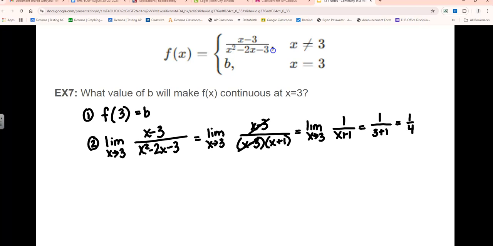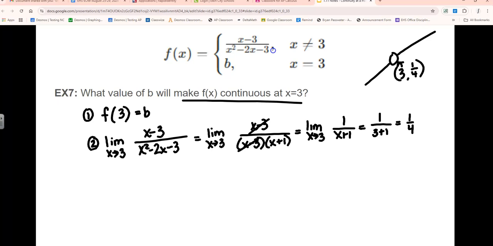So what's happening here is I've got a hole, right? And that y value of the hole is 1/4 whenever I find this limit. So on my graph, whatever it looks like, right here, there's the hole. The x coordinate is 3. The y coordinate is 1/4 for that hole right there. So if I want to make this continuous, I need to fill in that hole with a dot, right?